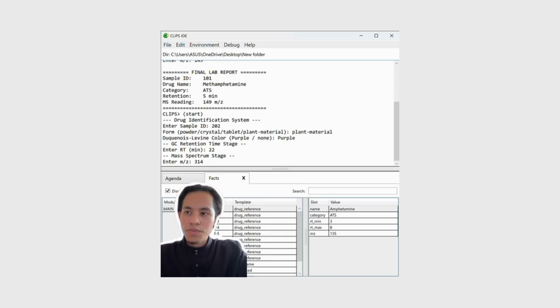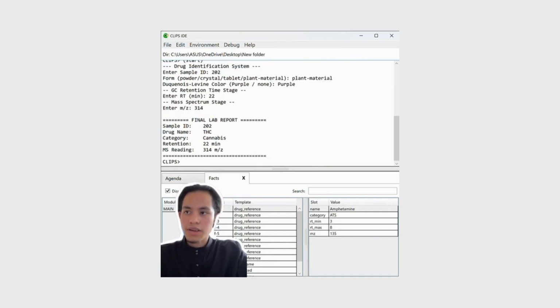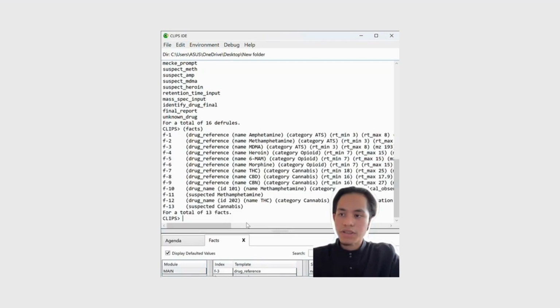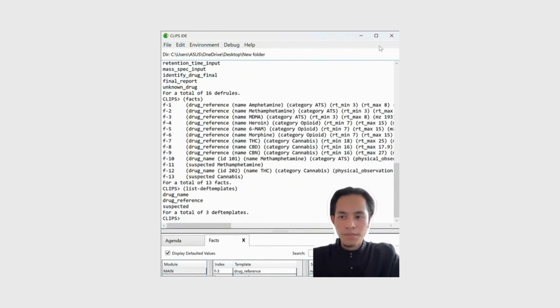Sample ID 202. Drug is THC with a category of cannabis. Detection time 22 minutes, and the MS reading 314. In the system here, you can see the facts and also the rules for our system: 16 rules, 13 facts, and 3 templates. That's all from us. Thank you.